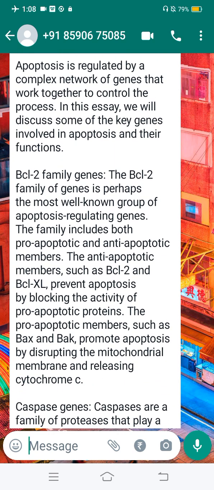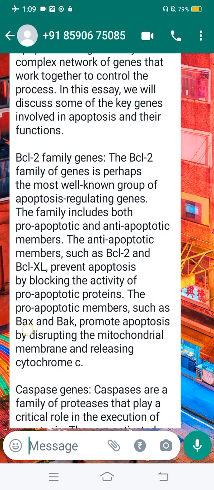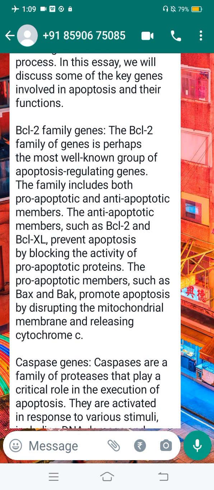First is the BCL2 gene family genes. The BCL2 family of genes is perhaps the most well-known group of apoptosis regulating genes. The family includes both pro-apoptotic and anti-apoptotic members. The anti-apoptotic members such as BCL2 and BCLXL.